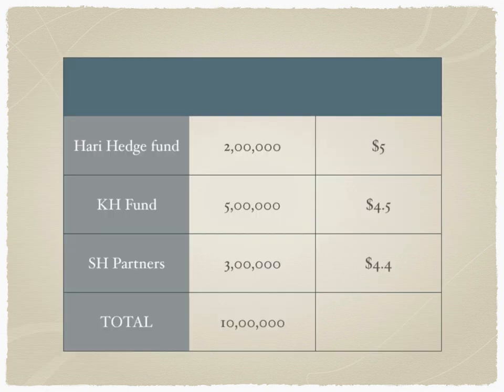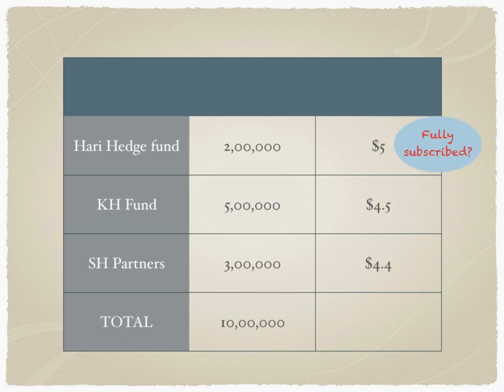Let's say this. Hari Hedge Fund, let's just tabulate all this into a simplistic accounting Excel sheet. Hari Hedge Fund has subscribed to 200,000 shares at $5. KH Fund has subscribed to 500,000 at $4.5. SH Partners has subscribed to 300,000 shares at $4.4, totally making it a million shares to be sold. So you can understand from this table over here, each investor has put in applications of different quantities as well as at different prices. Let's go through this one by one.